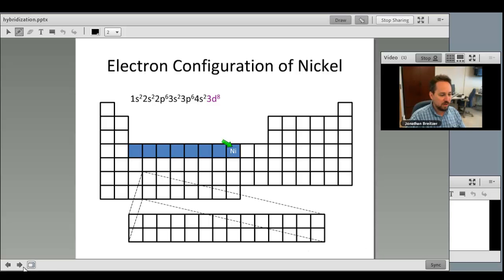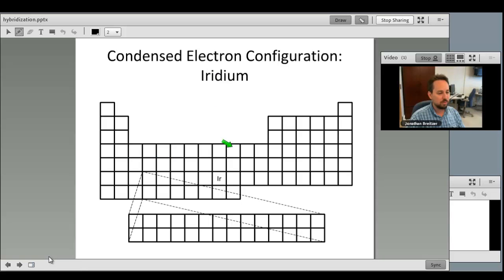Now what happens if you have something a little more complicated, like iridium? For iridium, you could start all the way from 1s2, but that's going to be a rather long electron configuration. So we have what's called the condensed configuration, where you start with the last noble gas. In this case, the last noble gas is over here, xenon. To find the last noble gas, go to the element that you're doing the electron configuration for. Go up a row, and then go all the way to the right. And that noble gas is where you start.